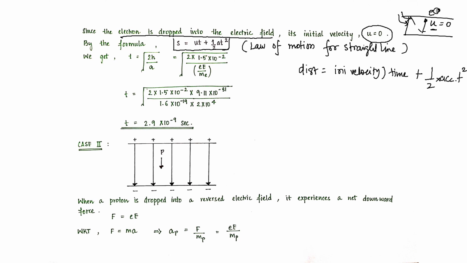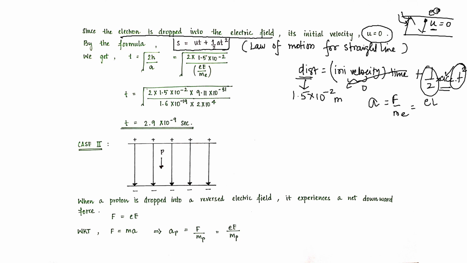Okay, so here distance is given as 1.5 × 10^-2 meter, and initial velocity is 0, so the whole term turns out to be 0. Half into acceleration we need to find, and acceleration we got from the previous equation, and time we need to find. So what is acceleration from the previous slide? That is acceleration equals force by m_e.